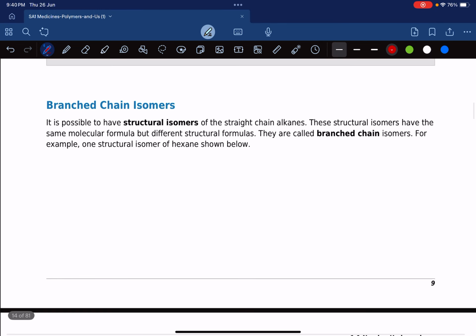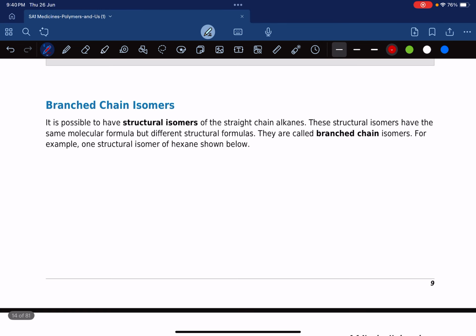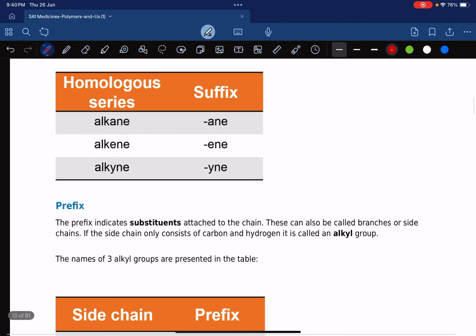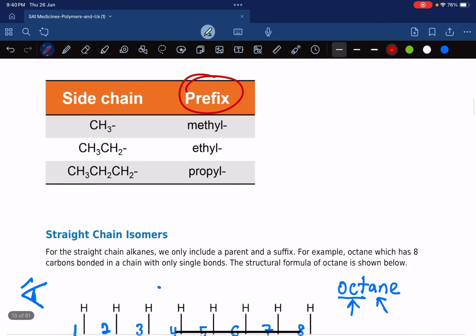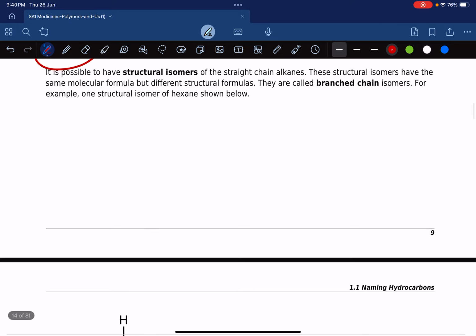Okay, so now we come to branched chain isomers. When you say branch, this is where the prefixes come into play. Sorry, what did I say? Yeah, the prefixes, not suffix, my mistake. Prefixes come into play. Okay, let's look at the first example here.